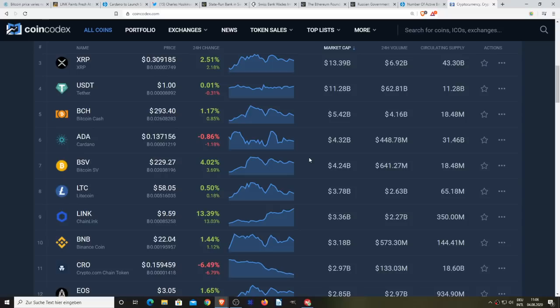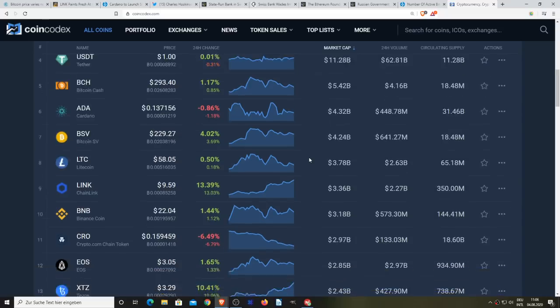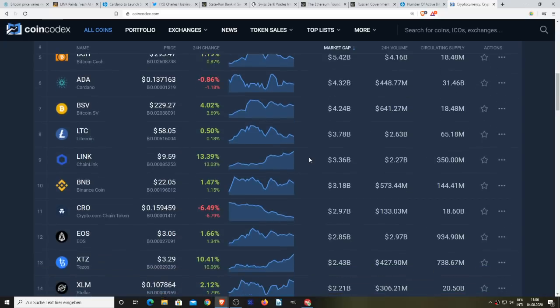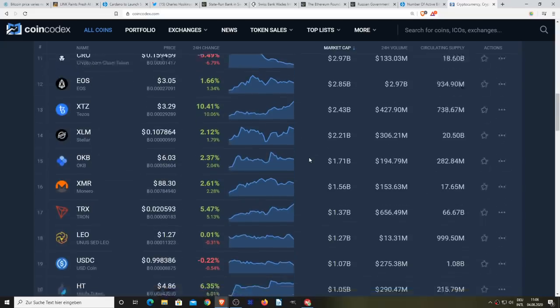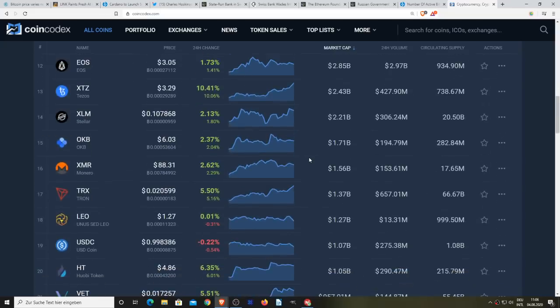Chainlink is up by 13%. Tezos is up by 10%. EOS is up by 1%. Lumens is up by 2%. Tron is up. You know what's really weird? And I'm going to be completely honest, it's probably had to do with an SEC letter or something like that. When was the last time we got Tron hype news?